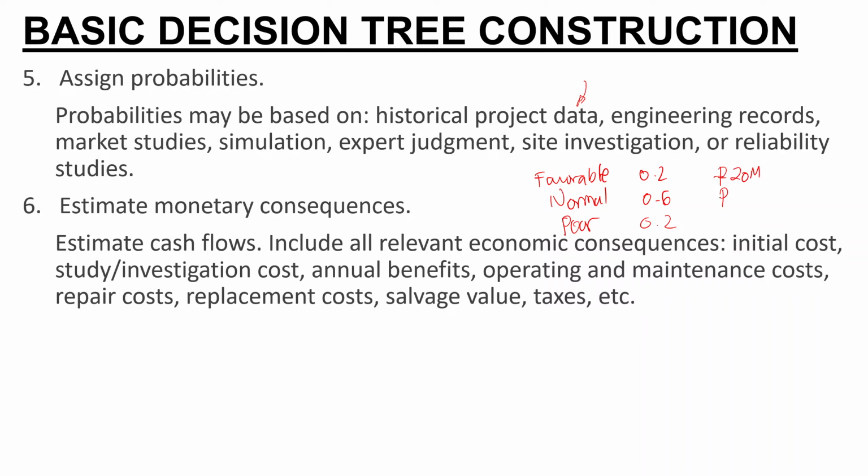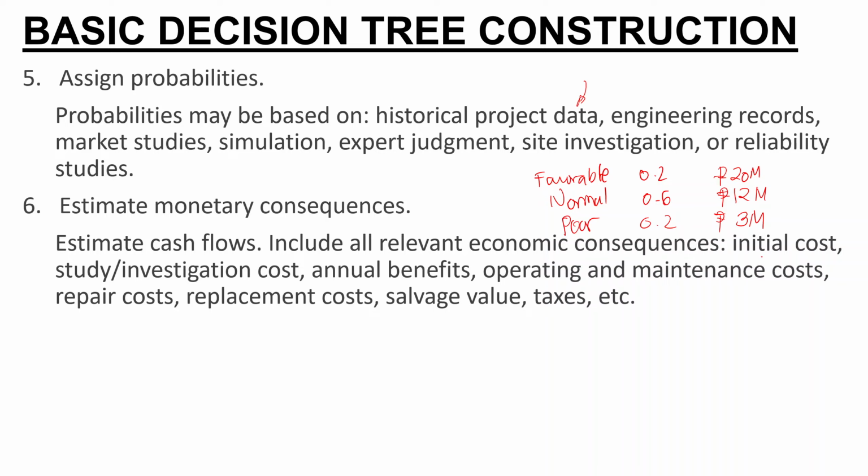If in normal conditions, you will have a profit of 12 million, and if poor conditions, you might have a profit of, let's say, 3 million, something like that. You estimate cash flows in each possible outcome. And you should include all economic consequences.